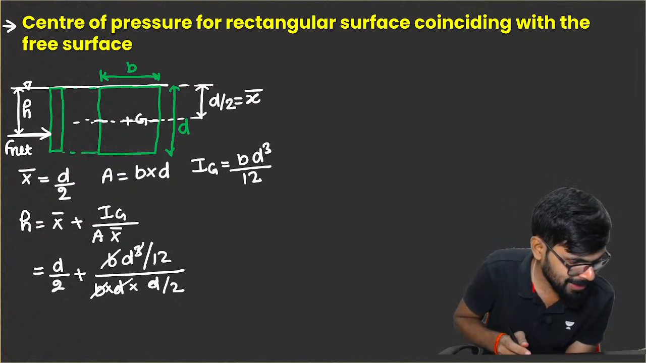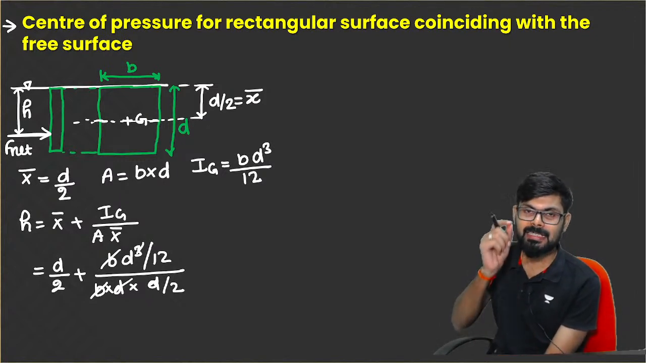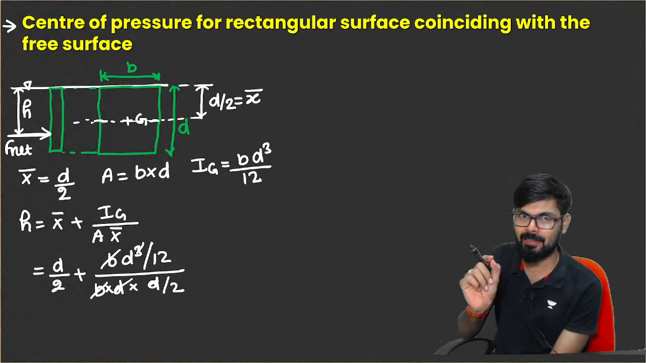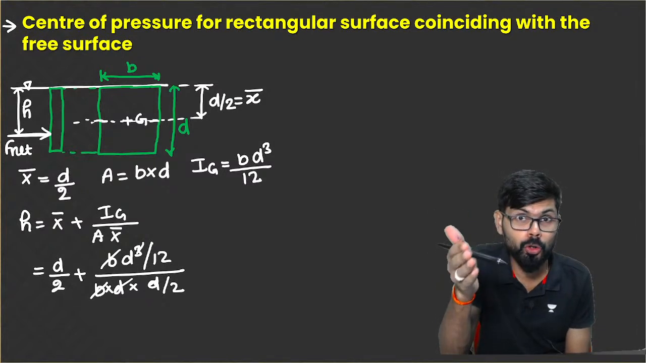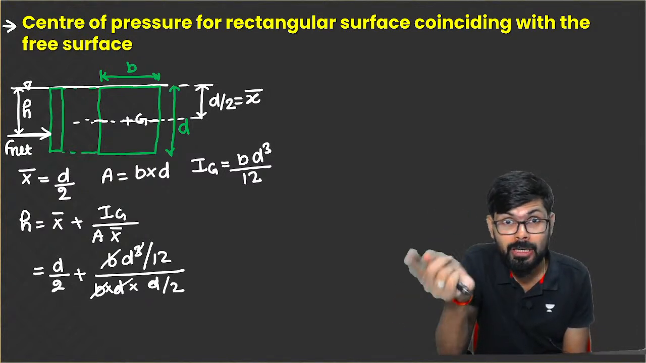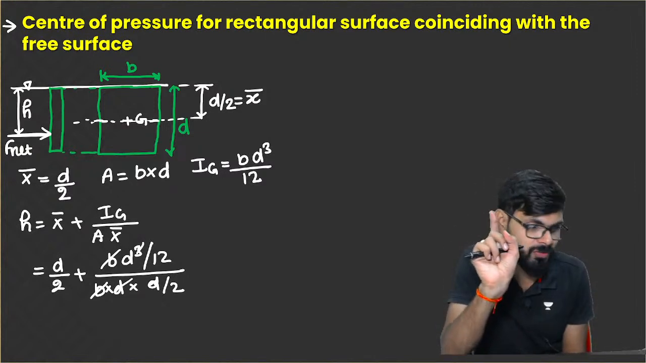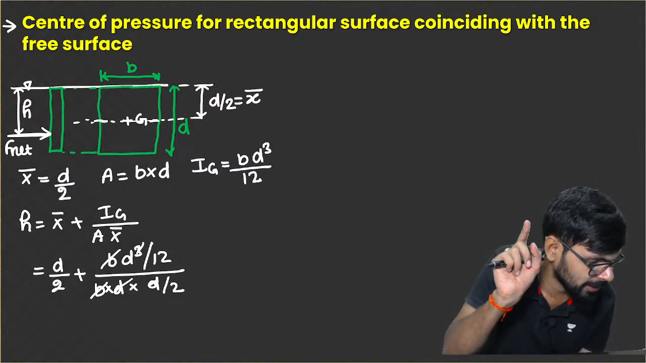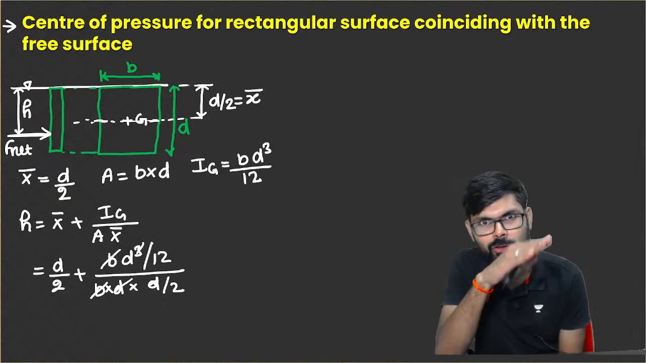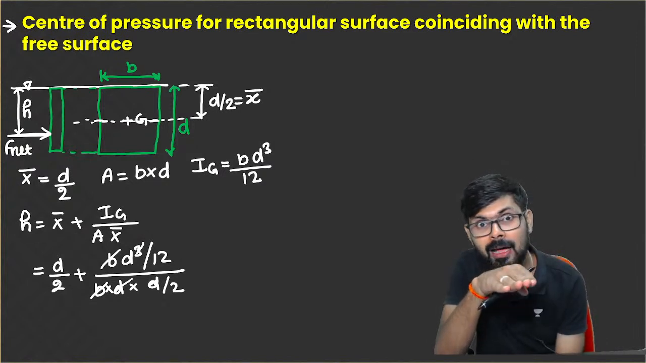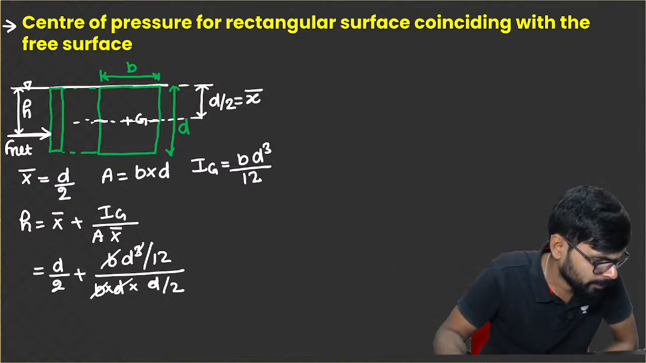IG must be taken about the x axis, sir. No. IG must be about the centroidal axis, right? IG must be taken about the centroidal axis, clear? And that centroidal axis is parallel to the free surface. So don't remember it as the x axis. It's better to remember it as the centroidal axis which is parallel to the free surface. Generally it is the x axis, that is fine.